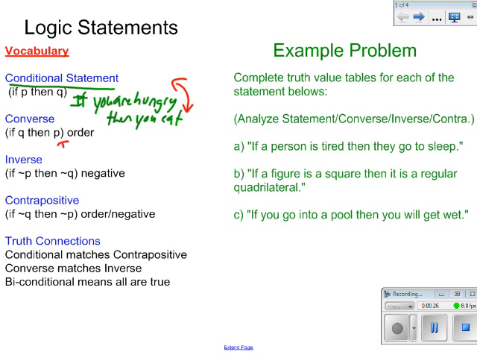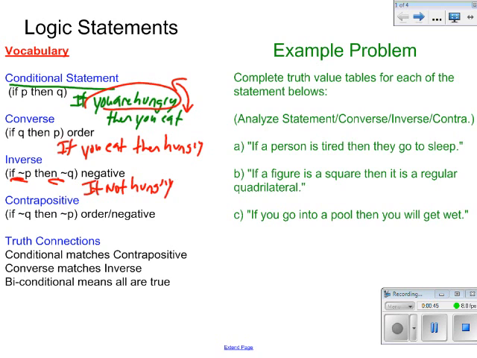Now, if you switch the order around, we call that the converse. So the converse is where you switch the order. So you would say, if you eat, then you are hungry. Now the inverse is like the negative version of the original statement. So you would just say, if you are not hungry, then you do not eat. Pretty much you just add that not word in there. So just the opposite of whatever it said.